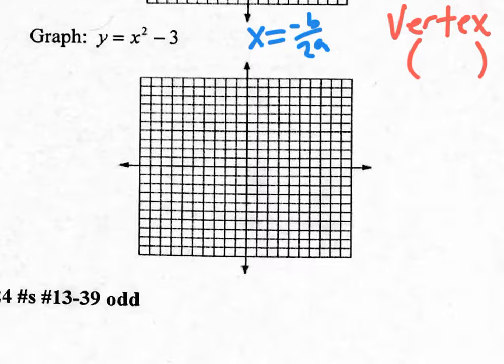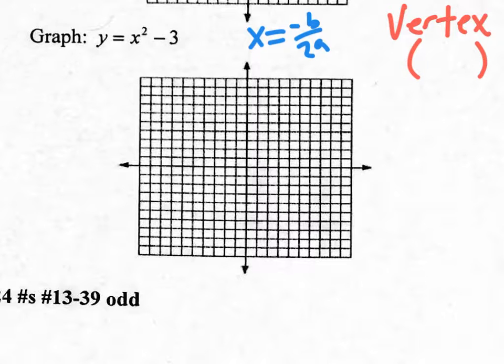What's the b value? 0. There is no b value. Remember, standard form is ax squared plus bx plus c. Do you have an a value? Yeah, the a value is 1 because ax squared. Is there a regular x term? No, so there is no bx term. So your b value is 0.